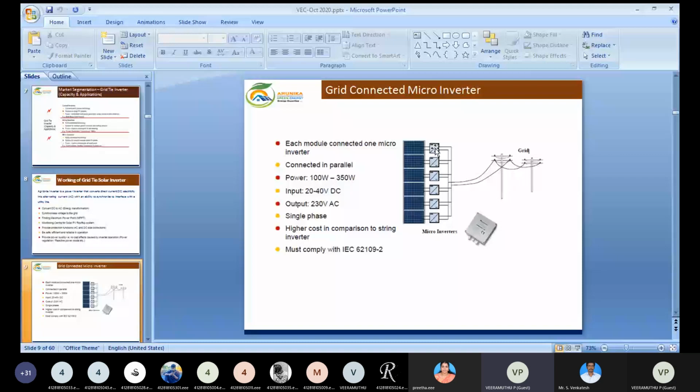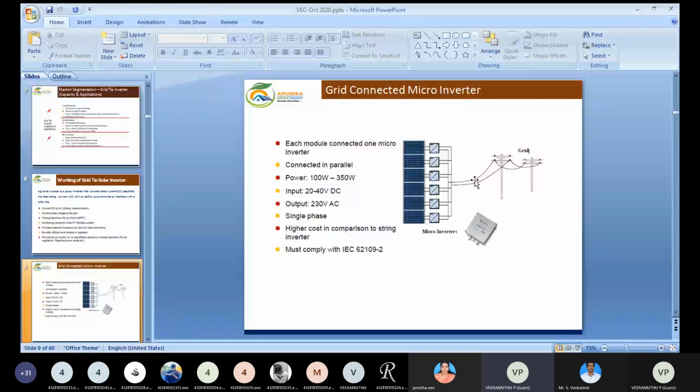So here output will be 230 volt. Because these are micro inverters, the capacity of micro inverters is 100 to 350 watt. So it will be single phase. If it is single phase, the voltage will be 230, so each output will be 230. All the inverter outputs are connected in parallel. Here multiple inputs and a single output, and the output is connected with the grid, synchronized with the grid.